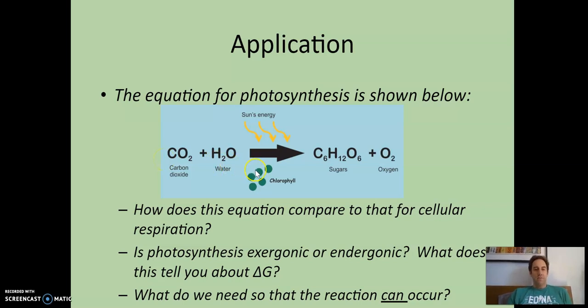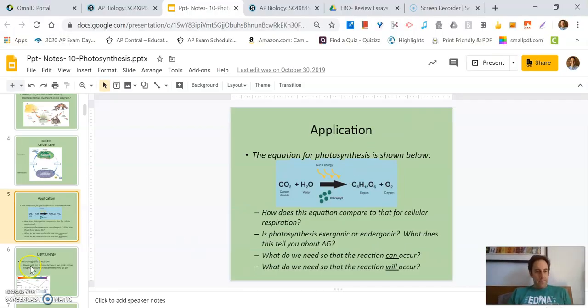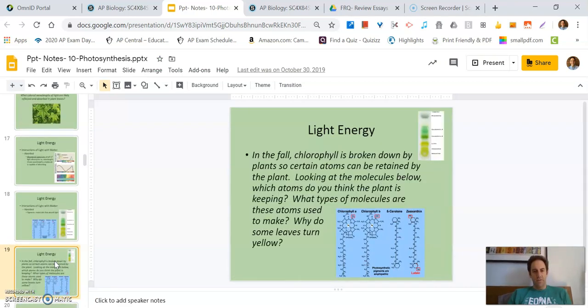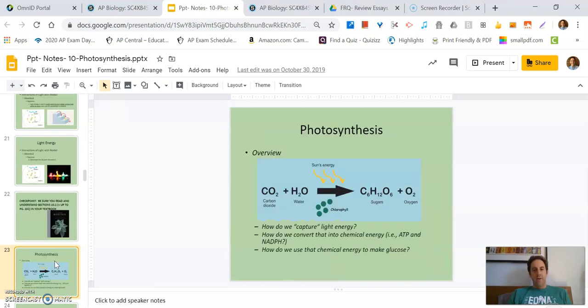And then finally, don't forget this is an endergonic process because we need to add energy in the form of light into it. And cellular respiration, of course, is exergonic in that we rip sugars apart and that gives off energy, which can then be coupled to the production of ATP. So let's just get into the details of how this all works. I'm going to skip over some slides here.